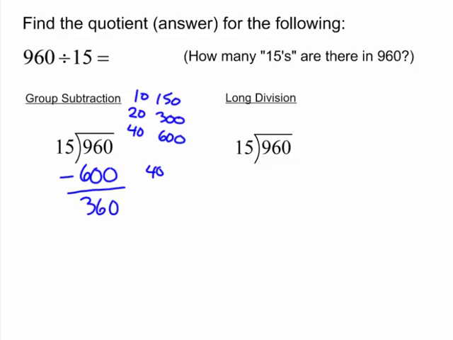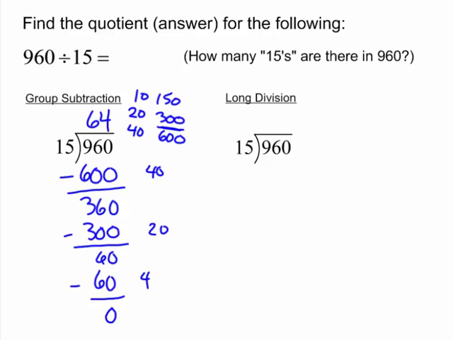That leaves me with 360. I could then see that 20 more groups of 15 gives me 300, and I have 60 left over. And then lastly, I have 4 groups of 15 to get me the 60. And that's a total of 64. 64 groups of 15 fit inside 960.